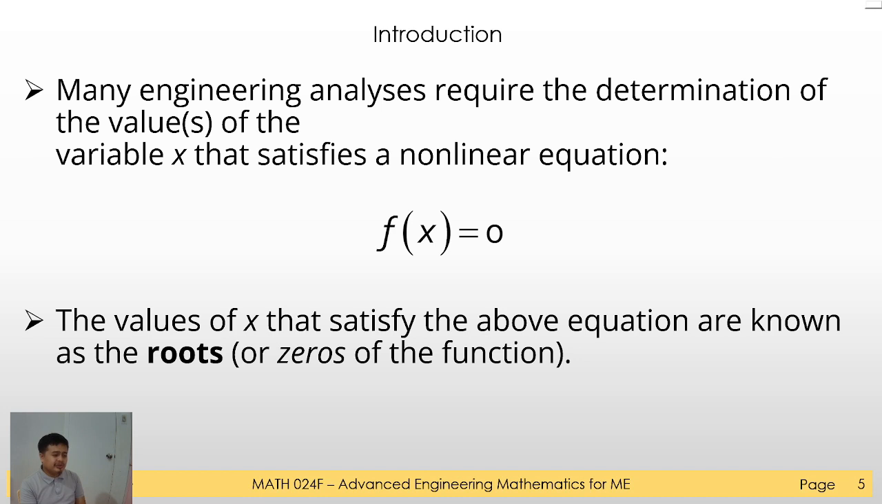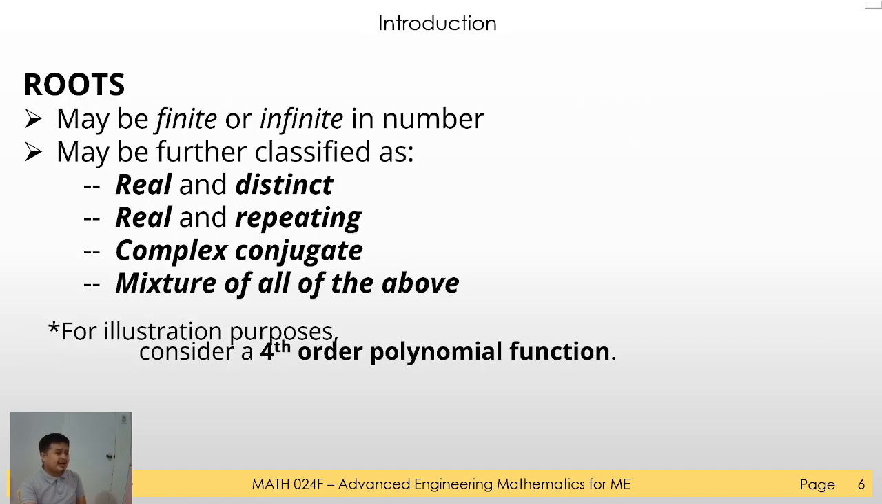Okay, so how do we find the roots of this function? There are different kinds of roots. We have real and distinct roots, meaning real and different roots. It could be real and repeating, so we have two ones, two twos, two threes, and so on. It could be a complex number or a complex conjugate, which actually represents two solutions, or a mixture of these three types of roots or solutions.